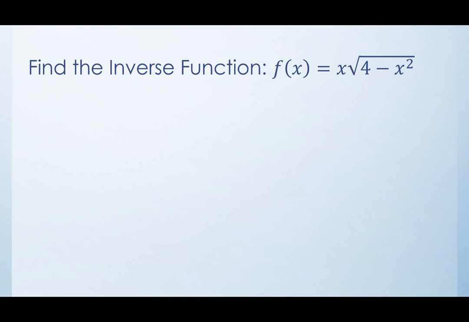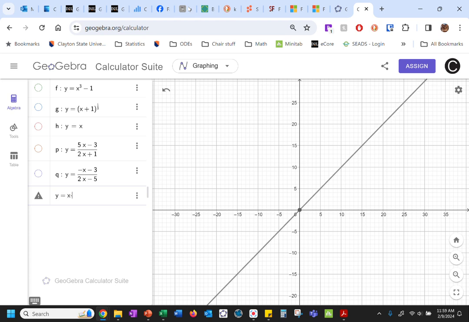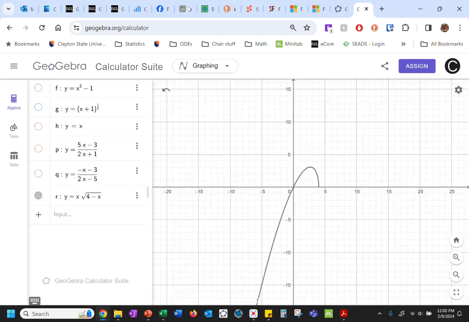Okay, so next up we want to find the inverse function for f of x equals x times the square root of 4 minus x squared. And since I have no idea if this has an inverse, and I really don't want to verify it algebraically, we are going to graph this thing. So we've got x times the square root of 4 minus x squared, and we're going to look at that and say, guess what? It doesn't pass the horizontal line test. It does not have an inverse.